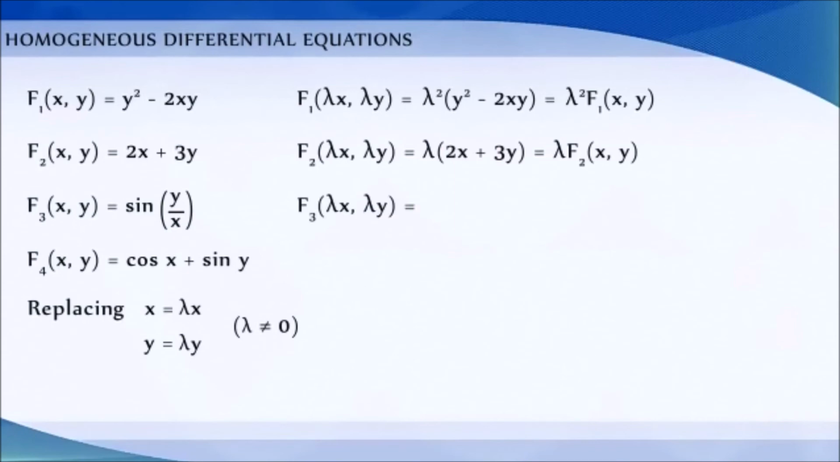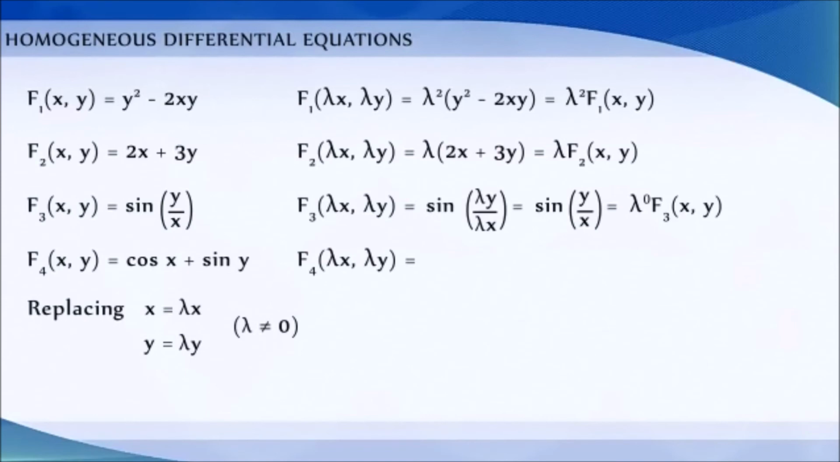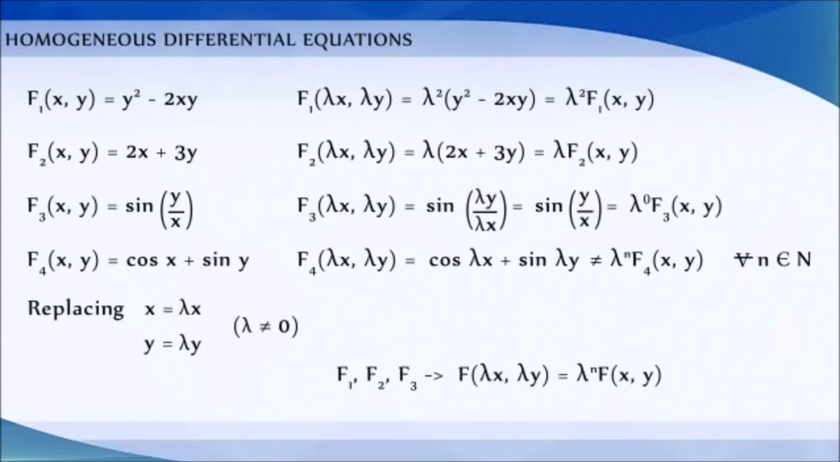f3 of lambda x, lambda y is equal to sine of lambda y by lambda x, which is equal to sine of y by x, which is lambda power 0 into f3 of x comma y, and f4 of lambda x comma lambda y is equal to cos of lambda x plus sin of lambda y, which is not equal to lambda power n into f4 of x comma y for any n belonging to capital N. We observe that the functions f1, f2, f3 can be written in the form f of lambda x comma lambda y is equal to lambda power n into f of x comma y, but f4 cannot be written in this form.